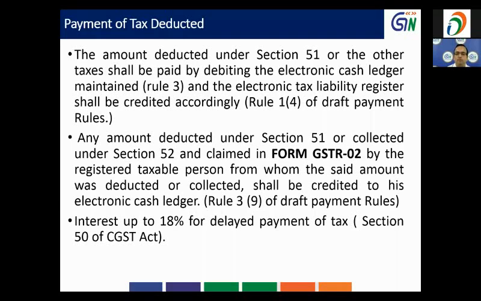The tax will be paid to the government through the GST portal, and the challan detail will be sent to the bank. As soon as the confirmation is received from the bank, the electronic cash ledger of the deductee will be updated, and after he makes the debit in the electronic cash ledger, the electronic tax liability register of the deductee will also be updated. So that's going to be automatic.